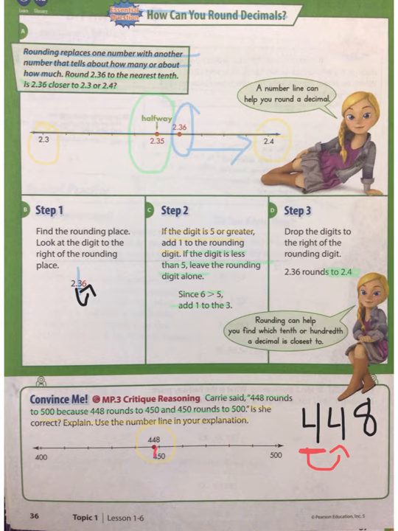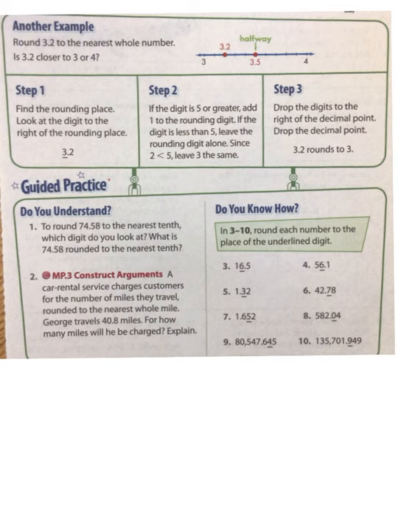It is actually closer to 400, and you can see that on the number line. She is correct in the fact that, yes, 448 rounds to 450. That would be the tens place, but it is not asking for the tens place. It is asking for the hundreds place, so she is incorrect.